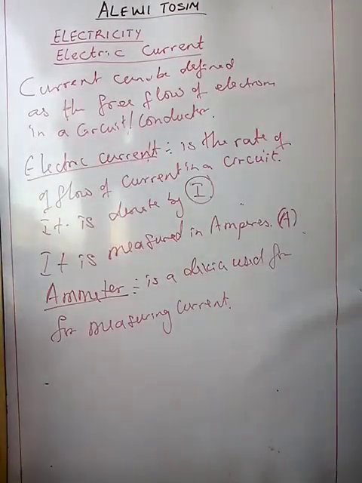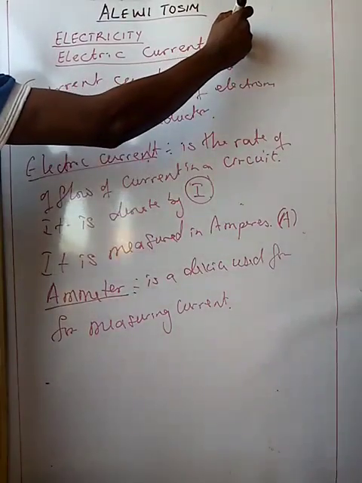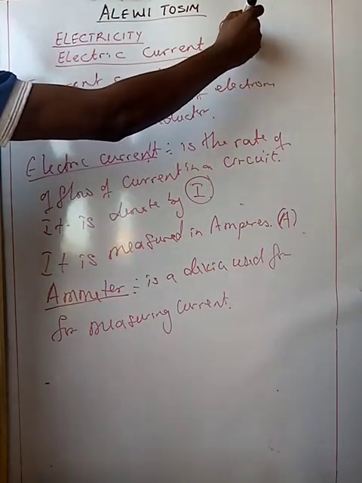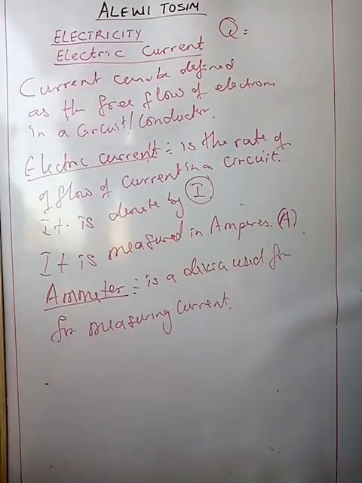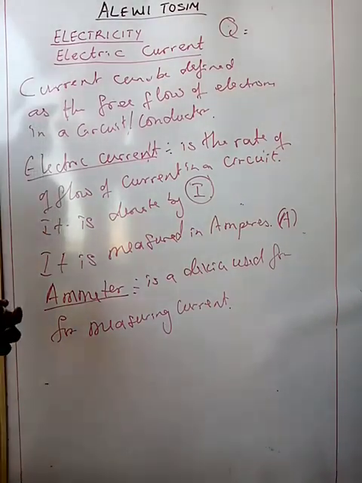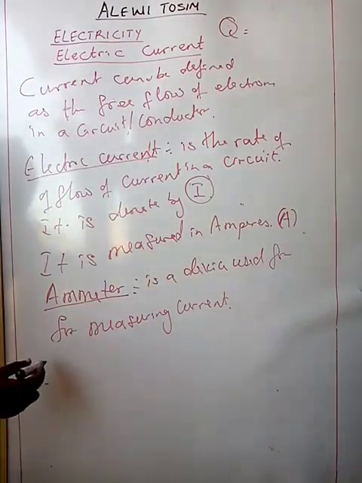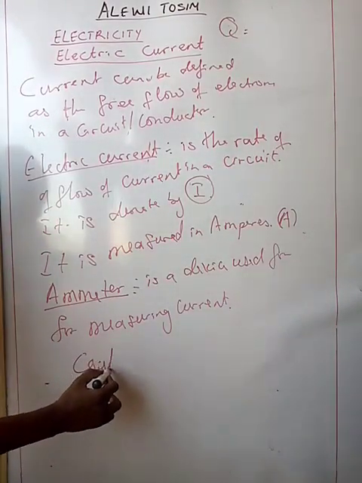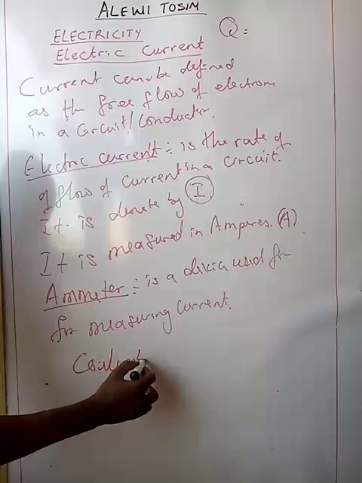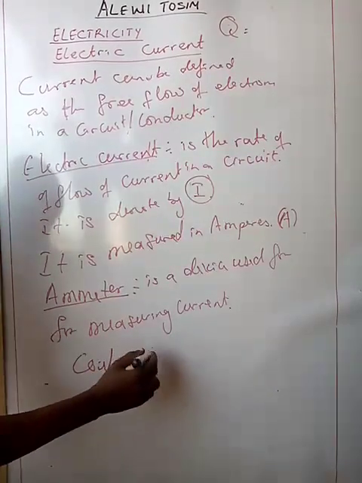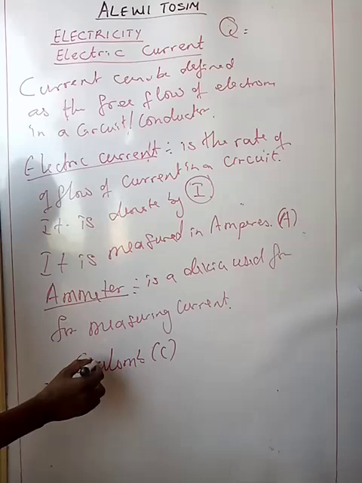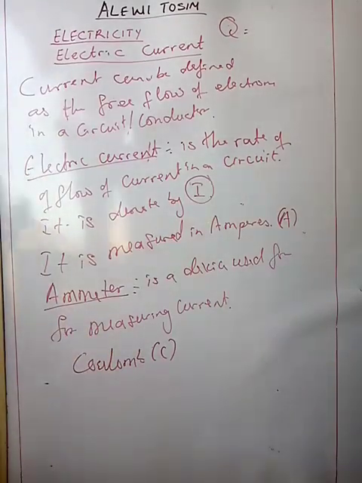Now, we also have what we call the quantity of charge. The quantity of charge is denoted by Q, and it is measured in coulombs. That's C. Quantity of charge denoted by Q is measured in coulombs.